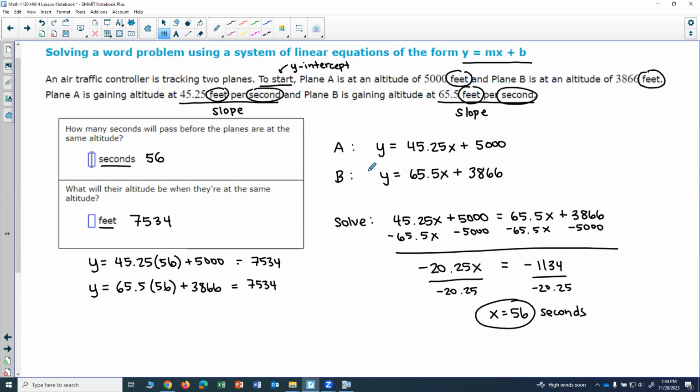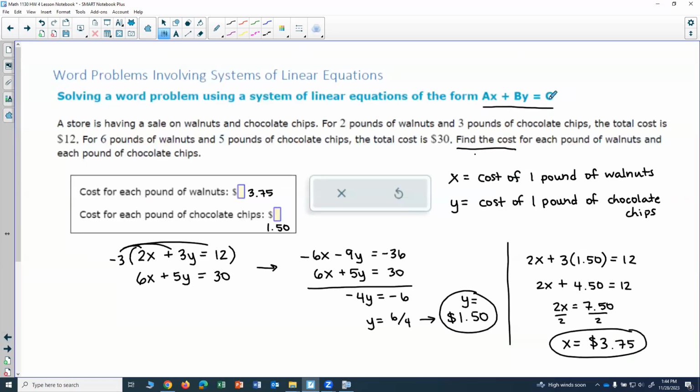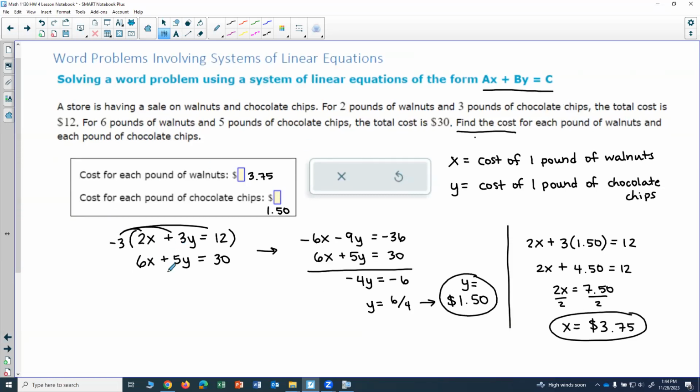So with these, you want to set up your equation. When they're in the form y equals mx plus b, once you've set up your two equations, you can just set them equal to each other to find the x value. With the ax plus by equals c form, you can solve by elimination.